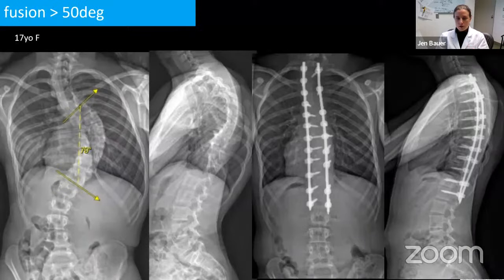So just to touch a little bit on this VBT thought. So this is a very classic. Go over just a couple more cases here. Very classic.